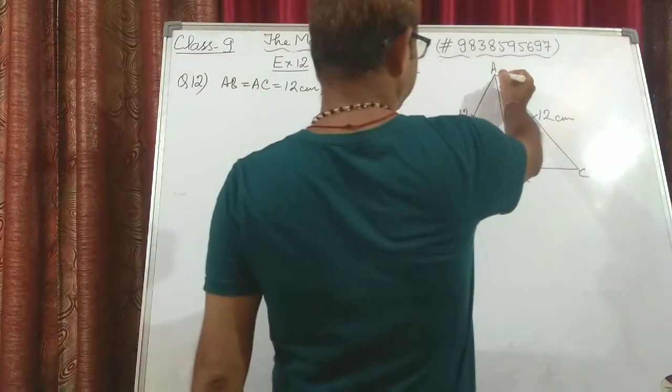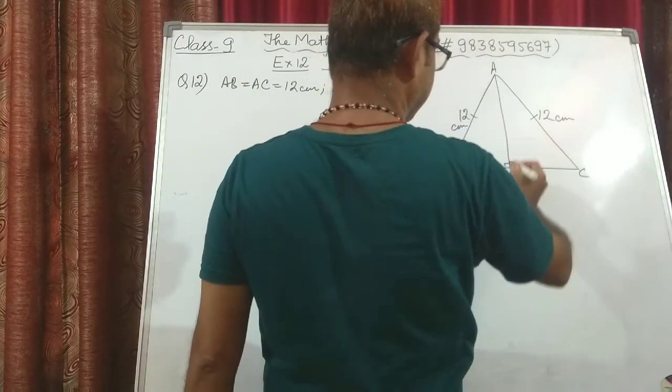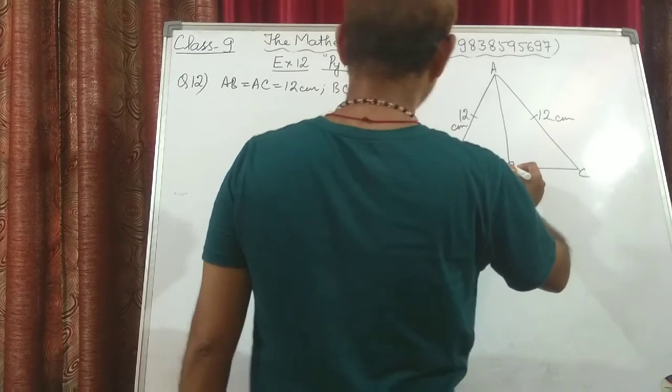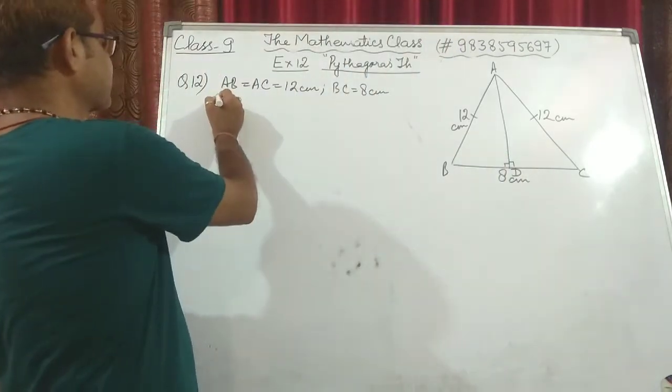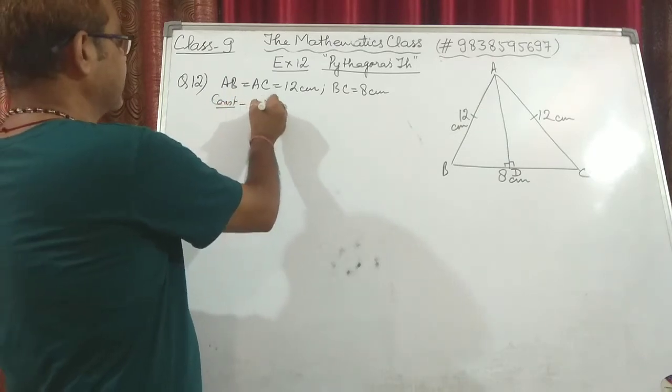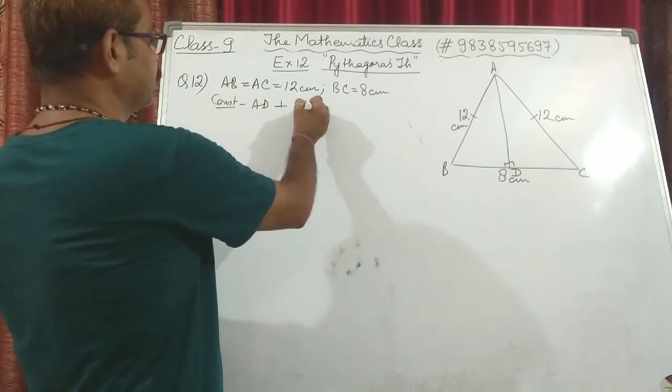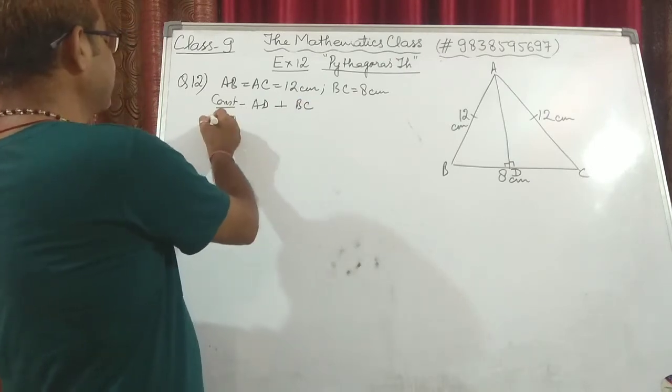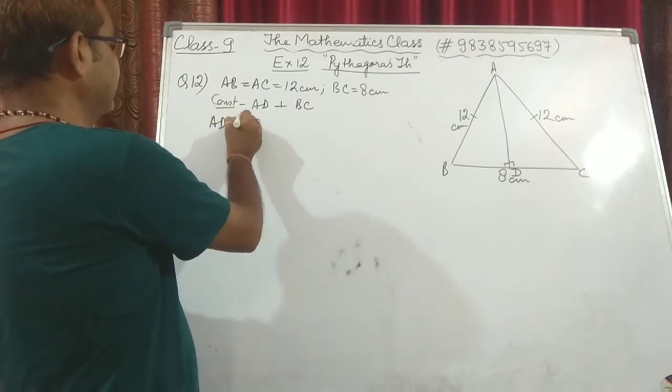Altitude. So for the altitude from point A we are drawing a perpendicular on BC at point D. So our construction is drawing AD perpendicular to BC. We have to find the value of AD.